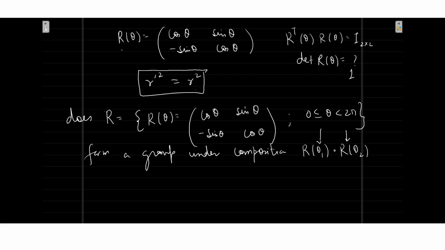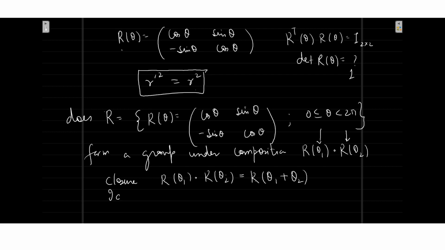It has to obey how many properties? Four properties. So first I am stating, and then you are going to see. Remember the composition of the two, since the matrix representation is nothing but matrix multiplication, you will find out that the result turns out to be theta 1 plus theta 2, which is nothing but again an element of the group R theta.